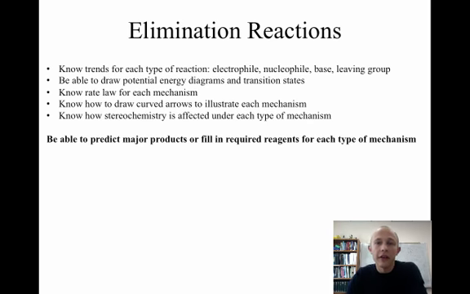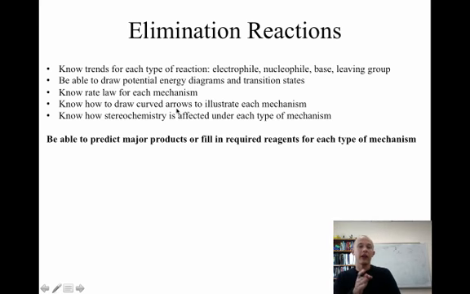So to summarize the chapter, you want to know the trends for each type of reaction. You want to be able to evaluate your electrophile or your substrate. Is it primary, secondary, or tertiary? More substitution is going to favor elimination. You want to look at your nucleophile. Is it a good nucleophile or is it a bad nucleophile? Is it a strong base or is it a weak base? Do you have a good leaving group or do you have a poor leaving group? Be able to draw potential energy diagrams for all the reactions that we talked about and be able to write a rate law for each reaction.